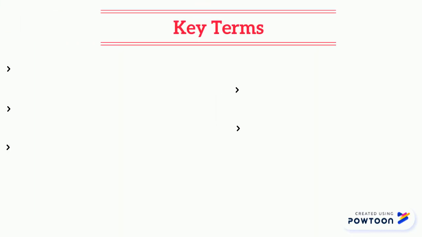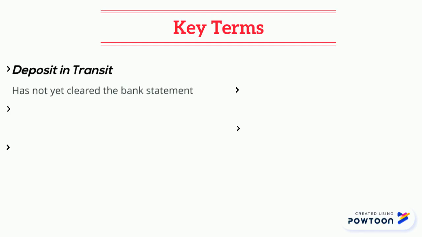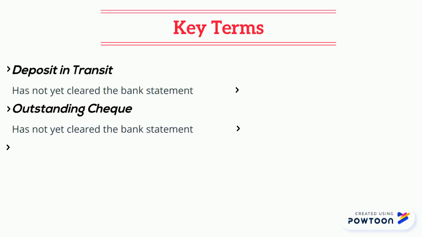Here are some key terms used in the reconciliation process. Firstly, a deposit in transit is a deposit that has been made by the company but has not cleared the bank as of the statement date. Contrastly, an outstanding check is a check that has been distributed by the company but has not cleared the bank as of the statement date.